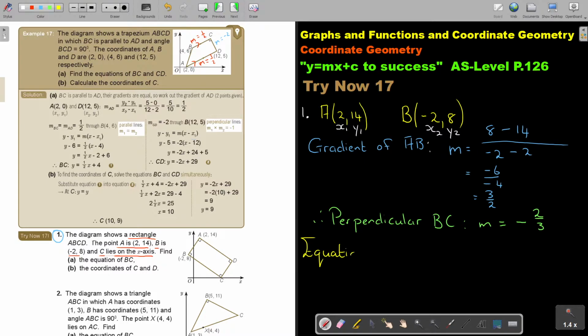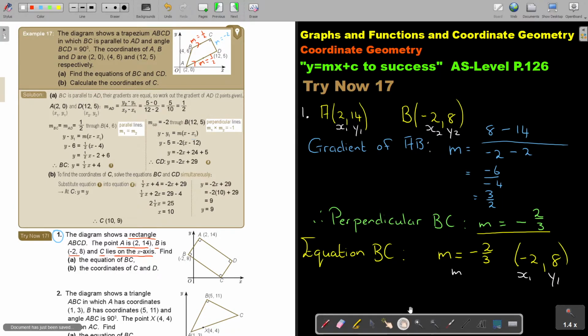Equation of BC. Don't forget, what do I have? I know that m is 2/3. And I have the point. What point do I have on it? I have B, and I'm going to use B: negative 2 and 8. Don't forget that this is x1 and this is y1 and there is my m. So let's just move it up.